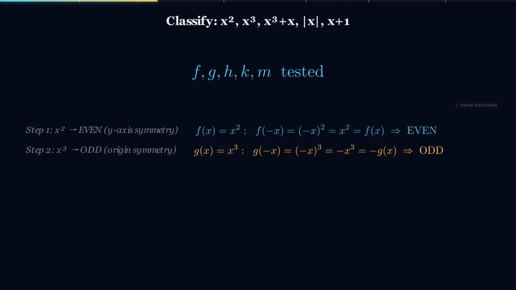Step 2. Test g of x equals x cubed. Compute g of negative x: substitute, and get the quantity negative x, cubed, which equals negative x cubed. Compare to g of x equals x cubed and to negative g of x equals negative x cubed. We get g of negative x equals negative g of x.